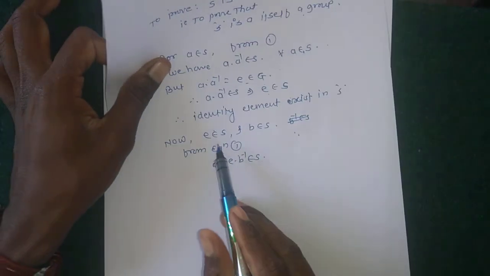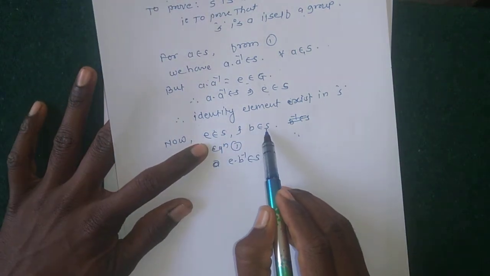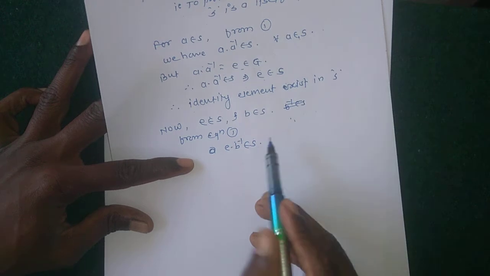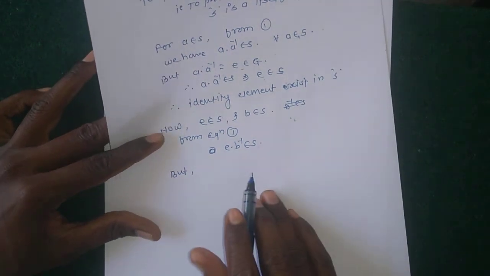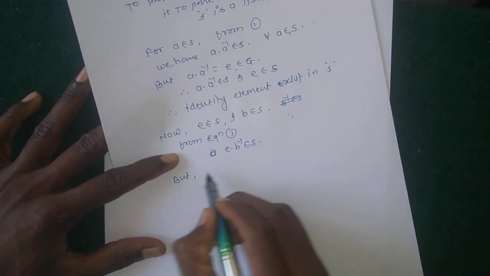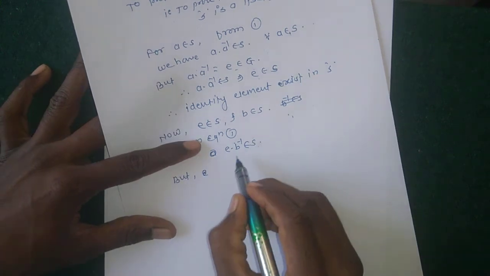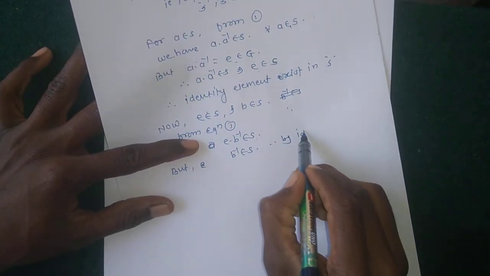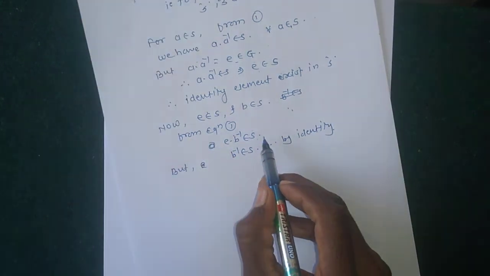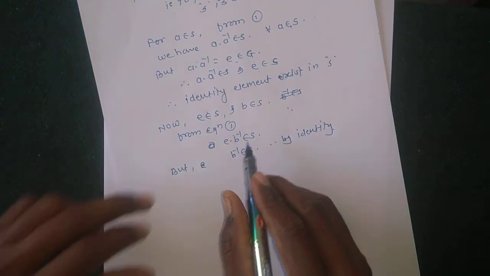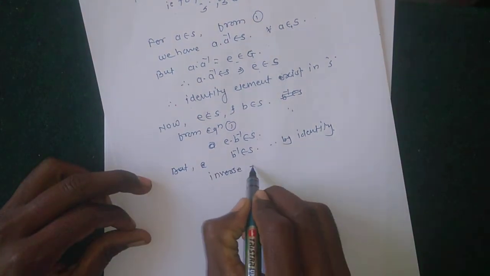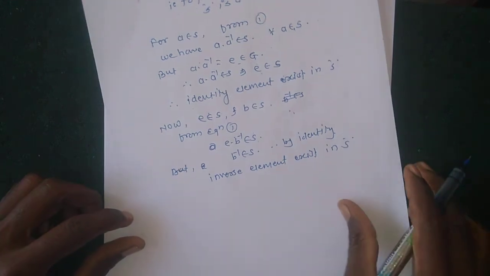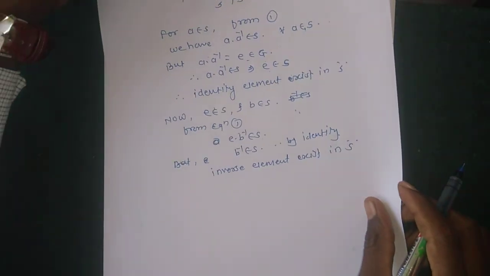Therefore identity element exists in S. Here also E belongs to S and B also belongs to S, then from given equation 1, E B inverse belongs to S. The value of E into B inverse is B inverse, by identity property, so E into B inverse belongs to S, which implies that B inverse belongs to S. Therefore inverse element exists in S. Here identity element exists, inverse element exists, S is also closed under given binary operation.